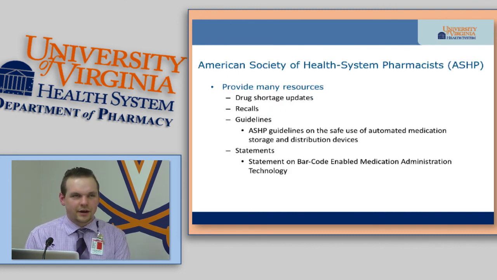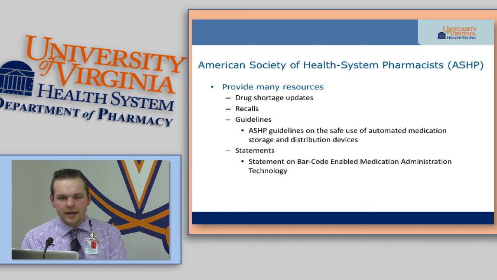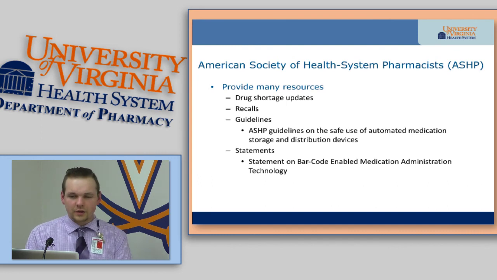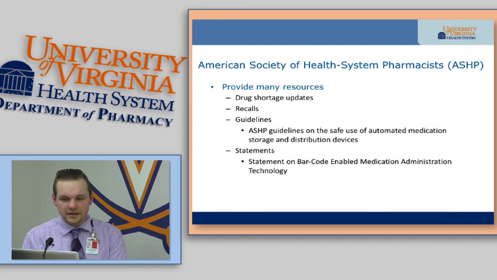And lastly, in our discussion of pharmacy organizations, we'll talk about ASHP, or the American Society of Health Systems Pharmacists. They provide a lot of resources oriented around patient safety, including drug shortage updates, drug recalls, guidelines, such as guidelines on the safe use of automated medication storage and distribution devices, as well as they publish statements, which is kind of their stance on various topics. For example, they published a statement on barcode-enabled medication administration technology, which they are for.